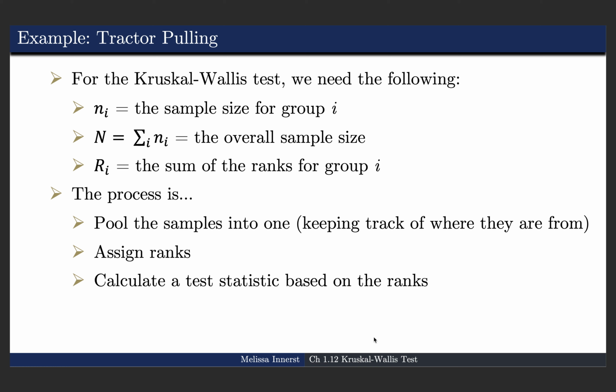So let's try to perform a Kruskal-Wallis test. It's going to be very similar to the Wilcoxon signed rank that we saw before. We have n sub i, the sample size of each group. N is the overall sample size of all the data points together, and R sub i is the sum of the ranks for group i, just like before. The process is nearly the same as the Wilcoxon signed rank. You pool all the samples into one, keeping track of which sample they were from, assign the ranks, and then calculate a test statistic based on the ranks. The only difference from the previous video is how we make the test statistic.